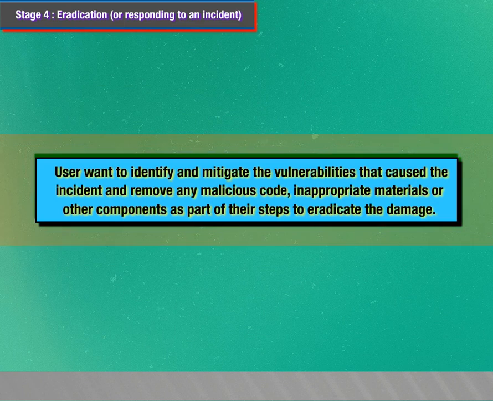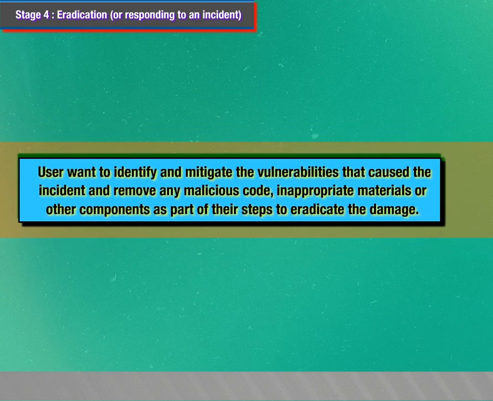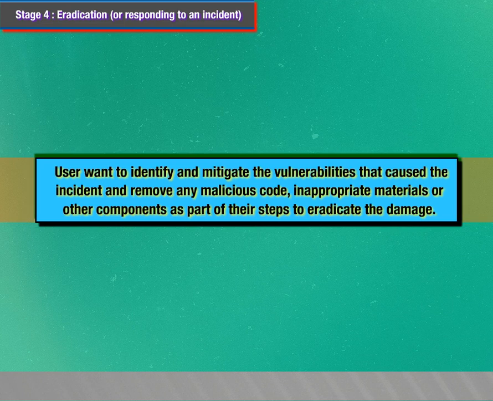Users want to identify and mitigate the vulnerabilities that caused the incident and remove any malicious code, inappropriate materials, or other components as a part of their steps to eradicate the damage.